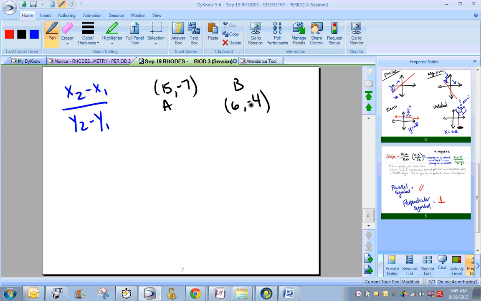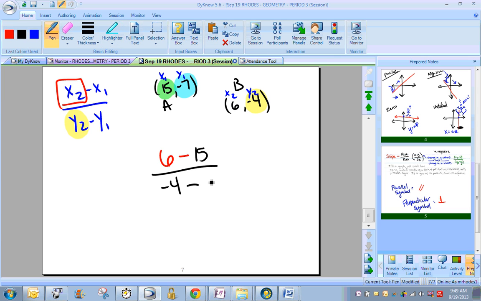If we want to find the slope in between that line, all we have to do is use this formula. Okay, so we'll call this x1, y1, x2, y2. We're just finding the change in one over the change in the other. So what is our x2? 6. Then we have to subtract, okay, what is our 15? Okay, so we would subtract 15. We put that over, what is our y2? Negative 4. Okay, so negative 4. And then we subtract, what is our y1?